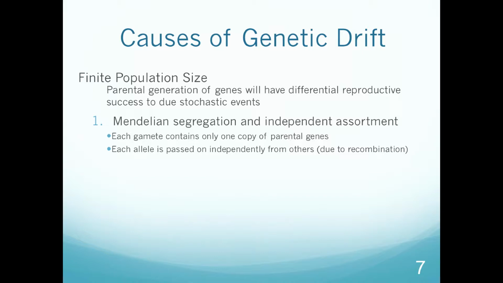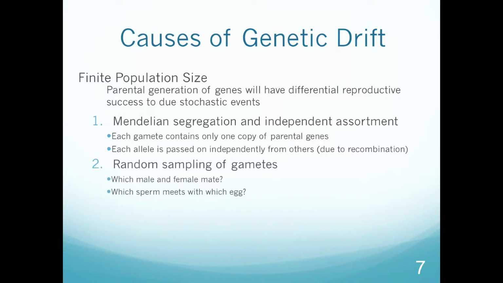Each gamete will only contain one copy of the parental genes, and which copy of each gene is in that gamete is a pretty much random process due to recombination. And then there's random sampling of those gametes. So which male and female mate, that can sometimes be a selective process, but there's also randomness involved. Which sperm meets with which egg, that's a fairly random process as well.